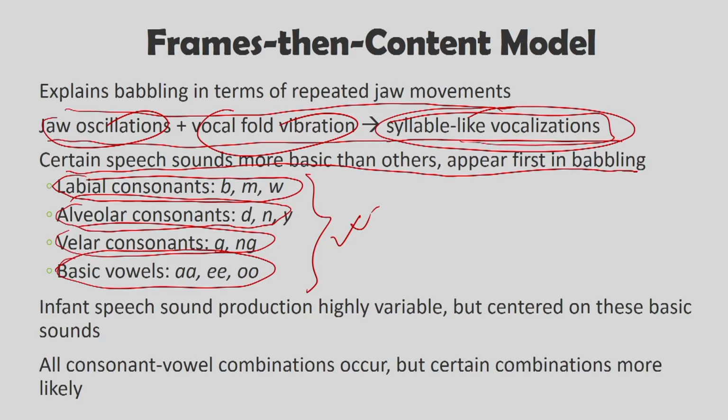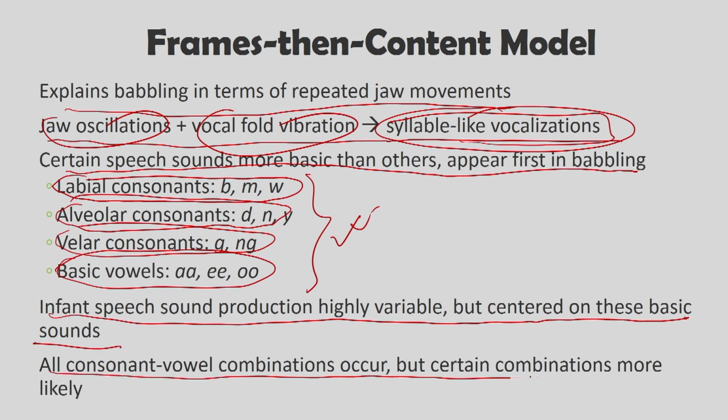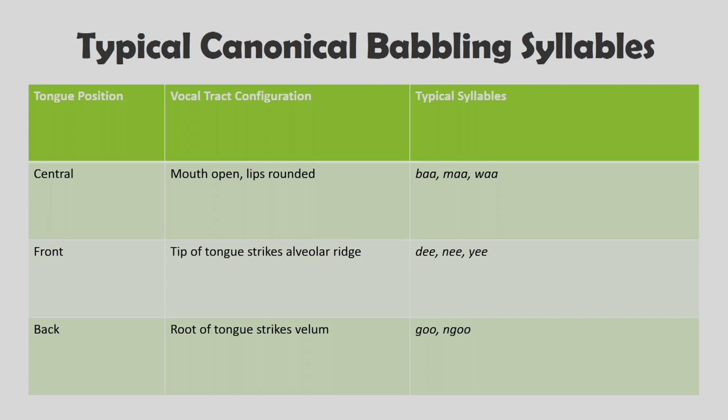Now, the new theory says that infant speech sound is highly variable but centered on the most basic speech sounds common to all world languages. It basically says that most infants produce the same kind of speech when they start. There should be predictable patterns of consonant-vowel pairs in babbling, as opposed to random mixtures of consonants and vowels. All consonant-vowel combinations occur, but certain combinations are more likely than others. As for typical babbling syllables, the model suggests that three patterns will prevail.